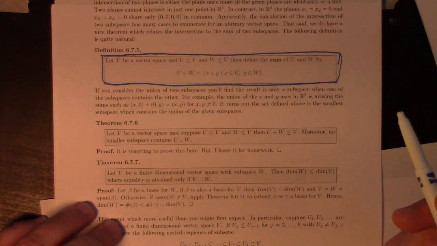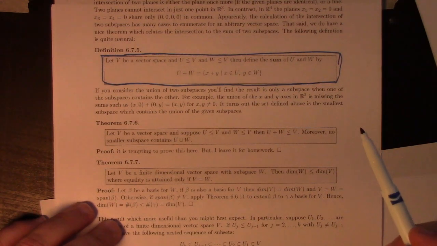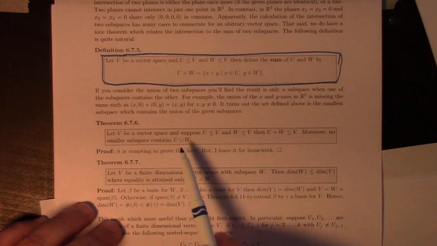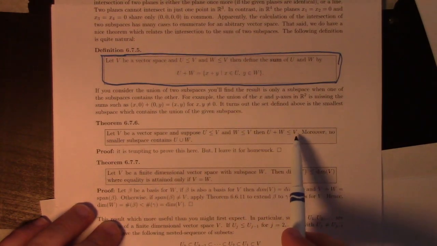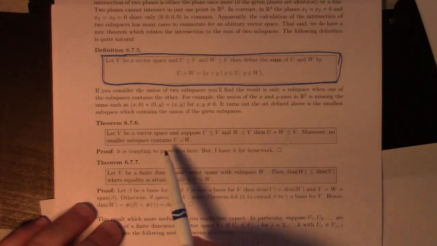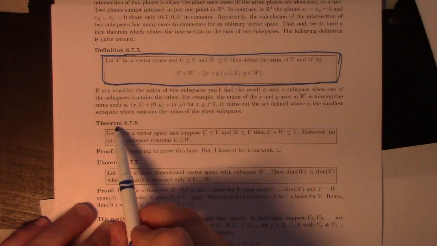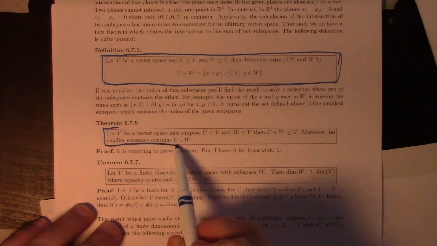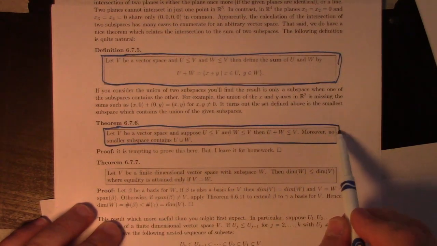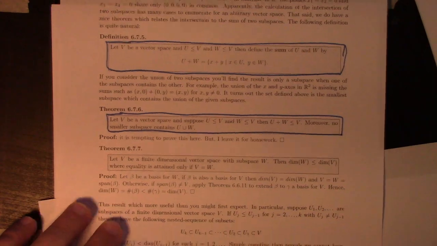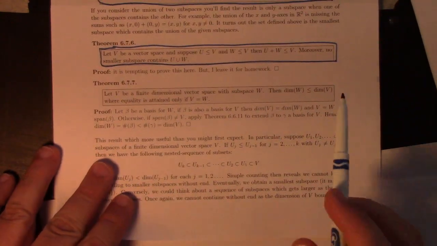You can prove that. And so, theorem: if V is a vector space with subspaces U and W, then U plus W is also a subspace of V, and no smaller subspace contains the union. Again, I believe that is one of your homeworks, and it's not too bad, that one. This is sometimes nice to know.